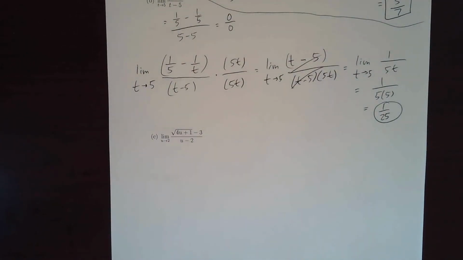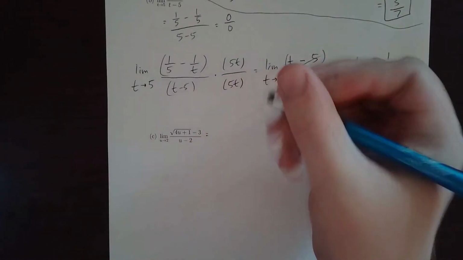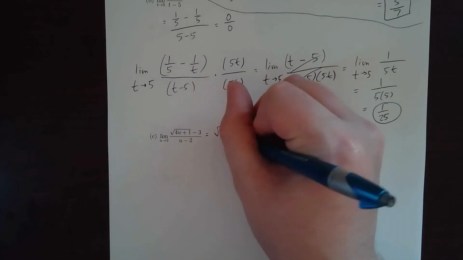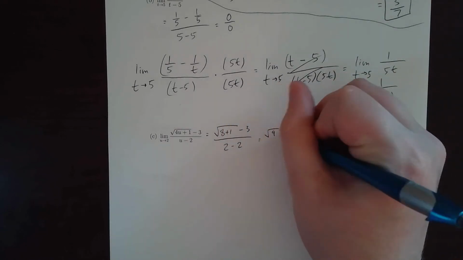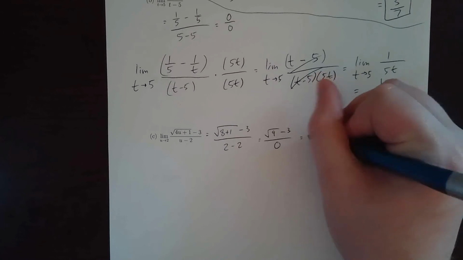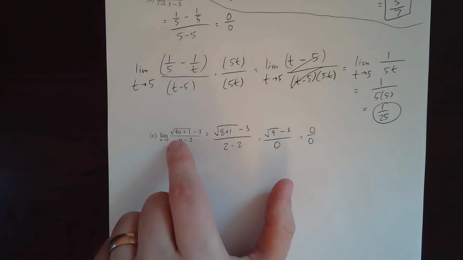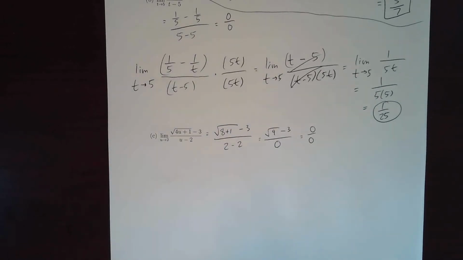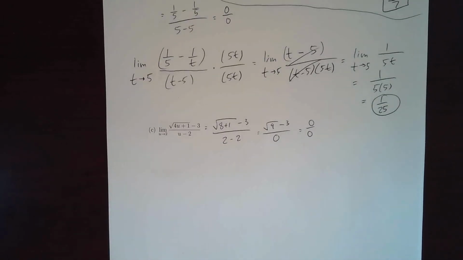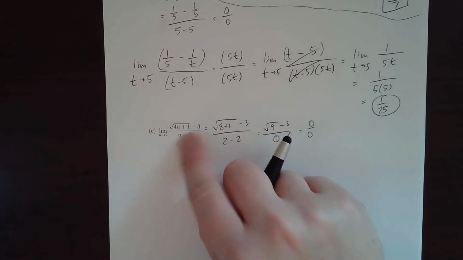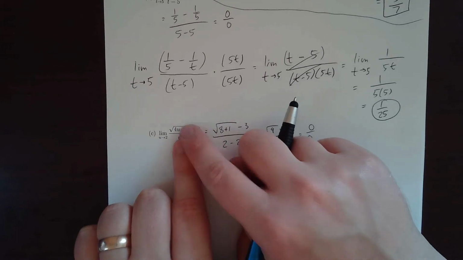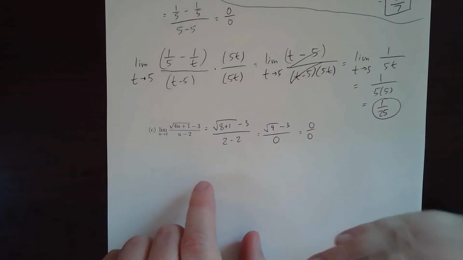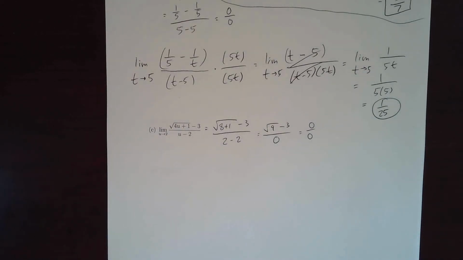For the last one, if we try to plug in 2, this one might be a little tricky to see, but we'll get the square root of 8 plus 1 minus 3 over 2 minus 2, and so that'll be the square root of 9 minus 3 over 0, or 0 over 0. And so again, because we have this square root followed by a term, the thing that'll help us out is to multiply by the conjugate. Remember, if we're trying to find the conjugate for a square root minus a term, we'll do the square root plus that term. And then we have to multiply the numerator and the denominator by that same thing.